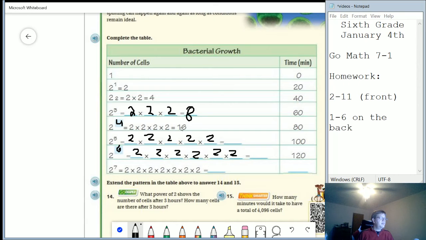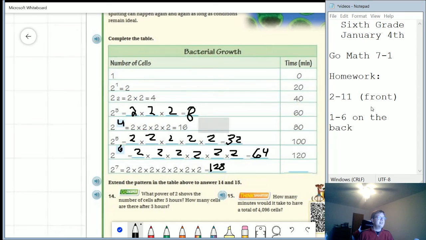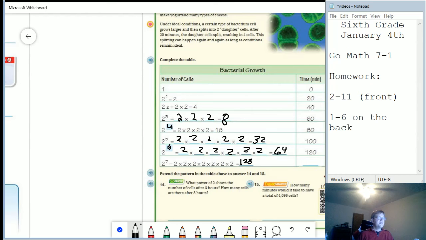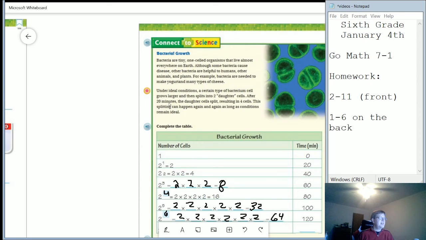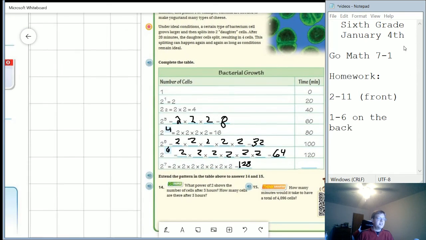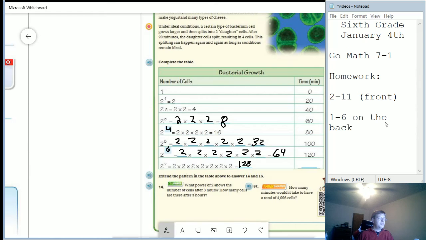And then that would go from 16 times 2 gives us 32. 32 times 2 gives us 64. 64 times 2 gives us 128. And then we're counting 20 minutes at a time in this. I didn't mention that. It was something that you guys could read, so I'm not going to read it to you. But the idea was that after 20 minutes, then we split. And so this would take us from 120 minutes up to 140.